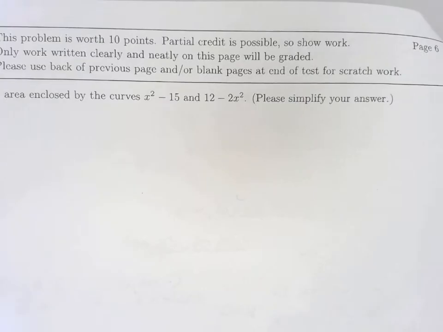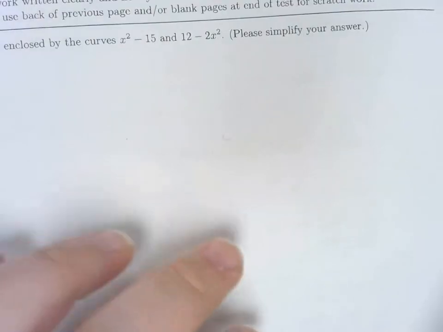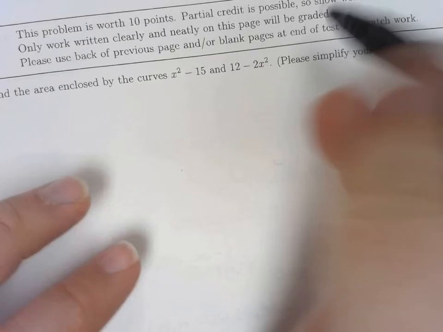Find the area enclosed by the curves x squared minus 15 and 12 minus 2x squared. Please simplify your answer. We're going to graph it, and we know this is going to be what type of problem? Integration. Anytime you're looking for area under a curve or between curves, it's going to be integration of some sort.